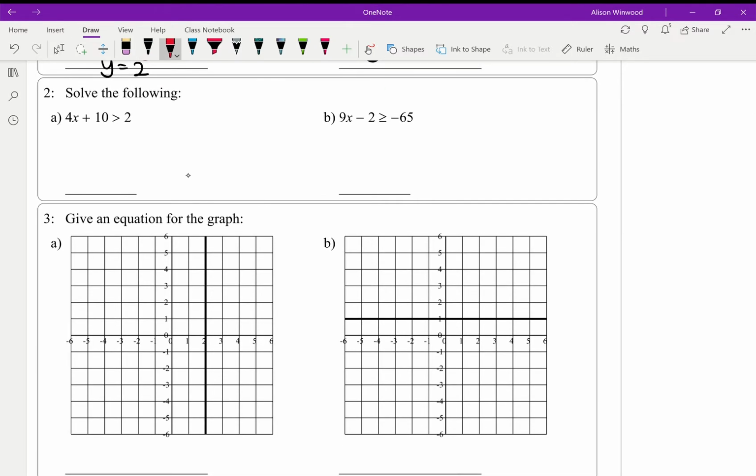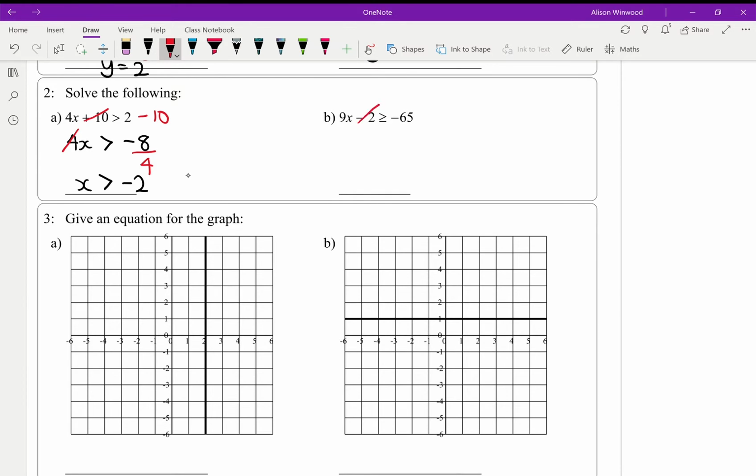Inequalities work the same way, so the opposite of add 10 is subtract 10. So I've got 4x, still have the inequality sign, 2 subtract 10 is negative 8. Opposite of multiply is to divide, so x is greater than, negative 8 divided by 4 is negative 2.